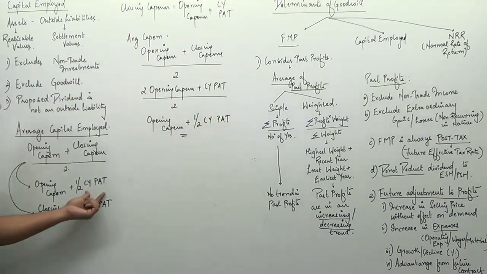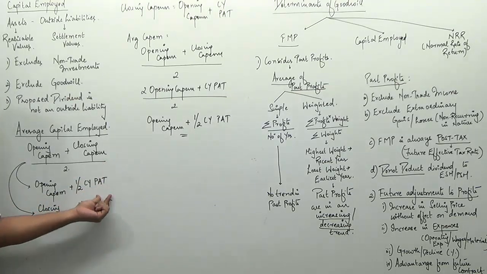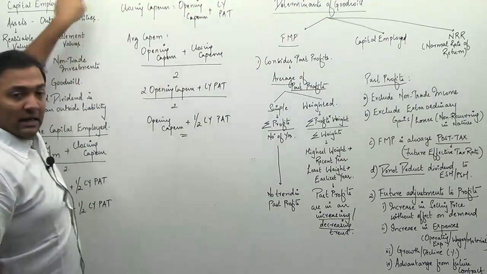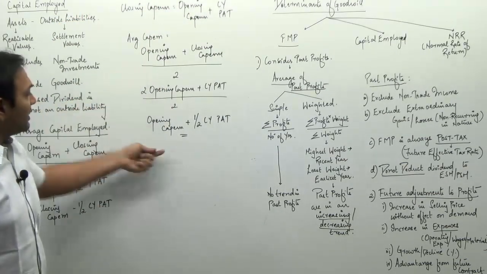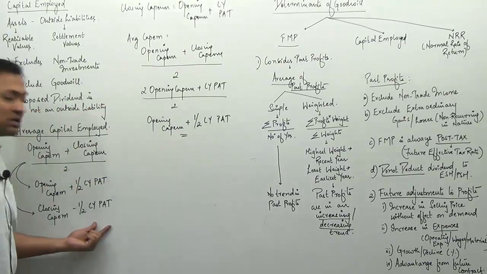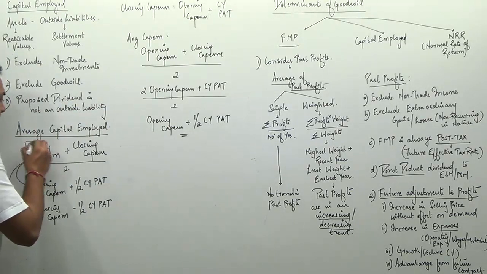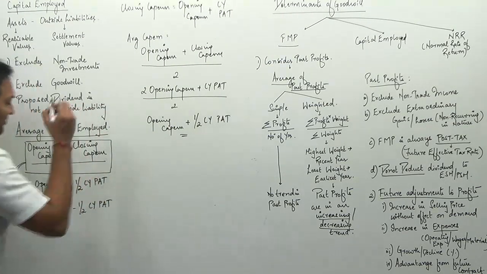This is the formula that we derive. So it's the opening formula rewritten in this way. Now in the same way, if I write opening capital employed is equal to closing minus current year profits, and if you apply it in the rule, then you'll get closing capital employed minus half of current year profits. So basically this is your formula, but we are rewriting this formula in two different ways.